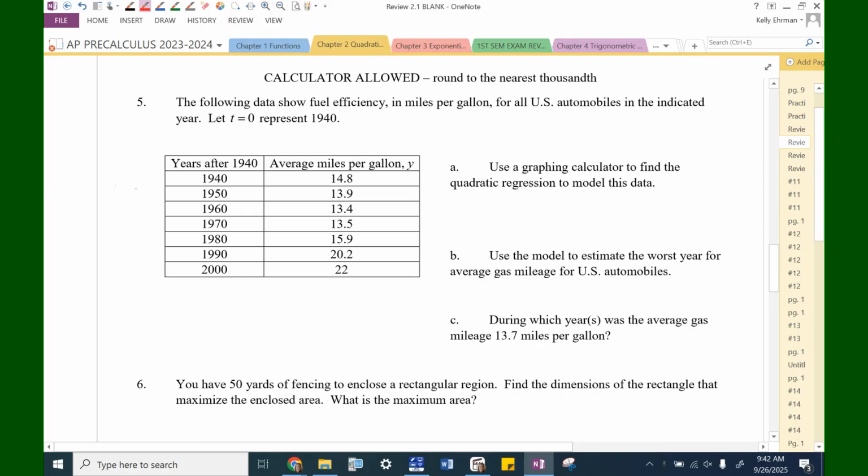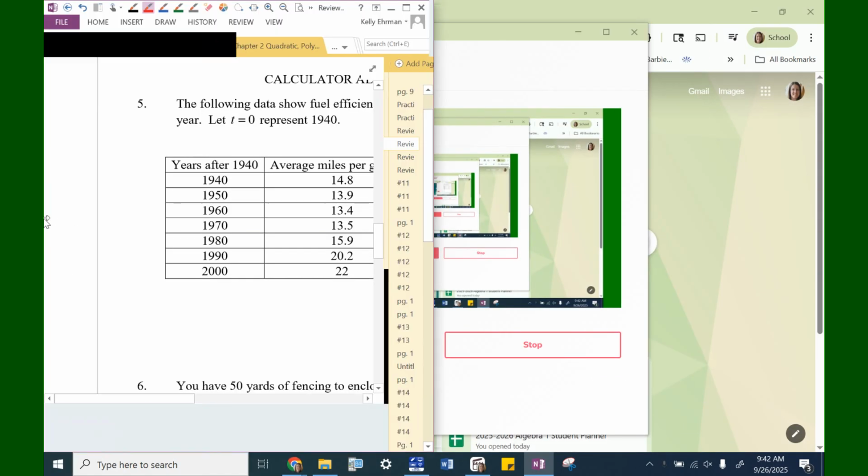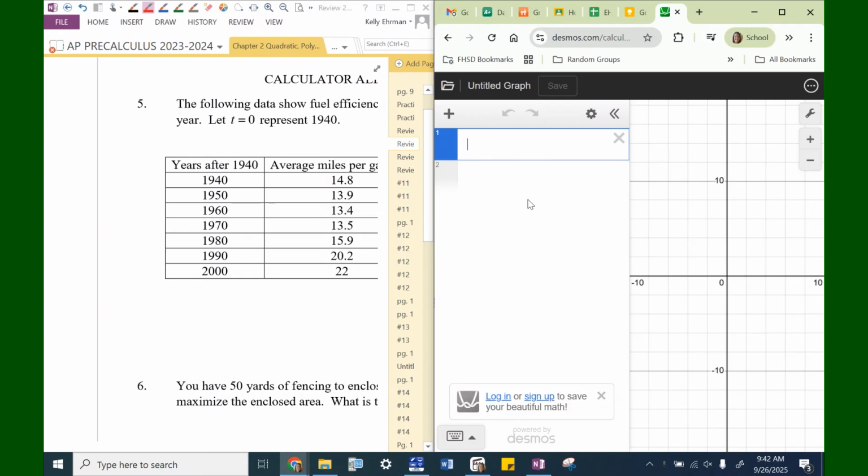All right, so the following data show fuel efficiency in miles per gallon for all U.S. automobiles in the indicated year. Let t equals 0 represent 1940. So I'm going to open up Desmos, going to add a table. Remember, they don't want us typing 1940. They want us typing 0 for 1940. That means 1950 would be 10.